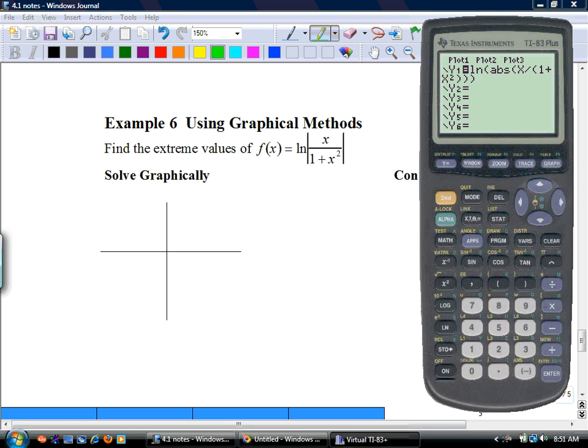The first x in nDeriv is the variable, and the second x is where you're taking the derivative at. So when you do comma x as the last x, it means you're taking the derivative everywhere. -5, 5, -5, 5. Okay, so graphing.